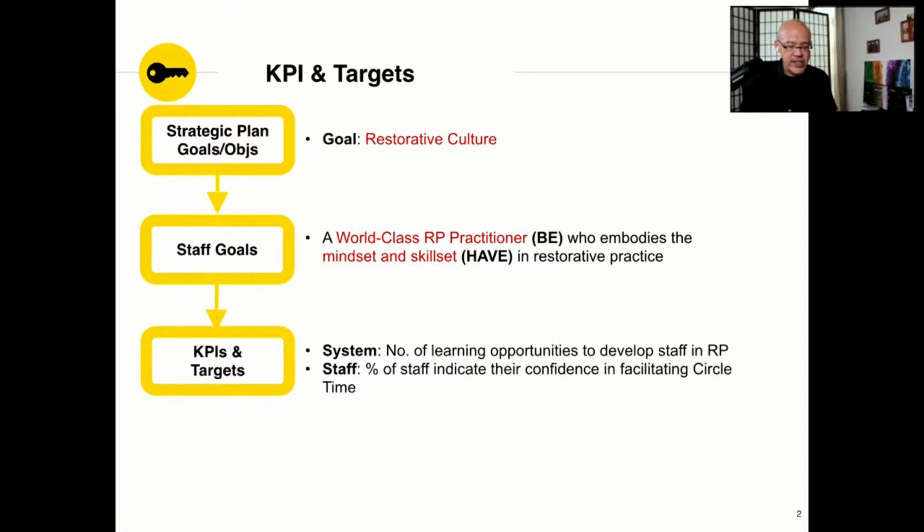And so you need the other indicator, which is the percentage of staff indicating that they are confident in facilitating circle time. You need to understand the context of the school was that one of the biggest gaps for most of the teachers is the ability to facilitate circle time effectively. And so if they have provided learning opportunities, and learning opportunities include things like training as well as mentoring for their staff, and teachers are able to say that now I'm confident in facilitating circle time, then that would be deemed as them having a world class RP practitioner, right? Of course, they have other goals and other KPIs that they're looking at, and this is just one aspect of it.